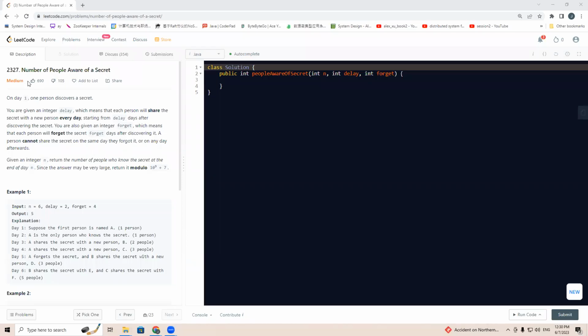Let's go to LeetCode 2327, Number of People Aware of a Secret. For this question, it says that on day one, one person discovers a secret. This person can pass the secret on at day 1 plus d days, right?